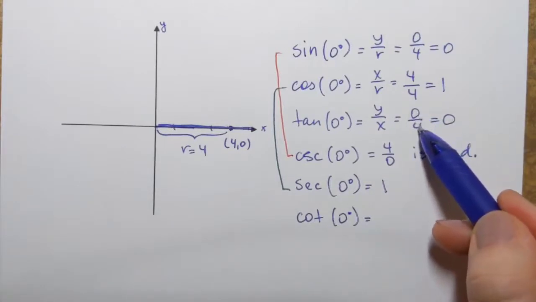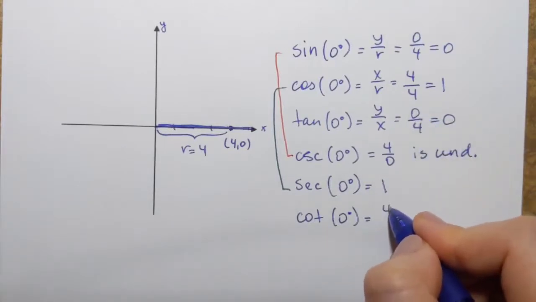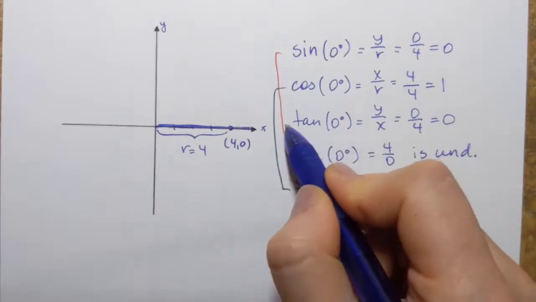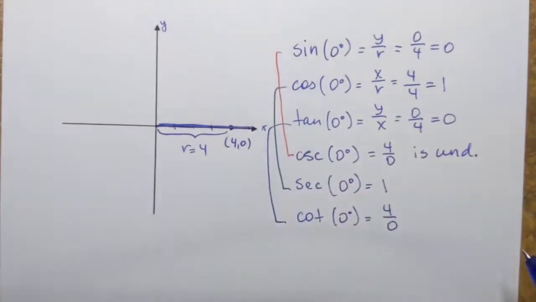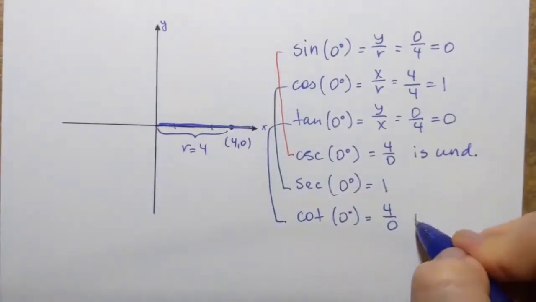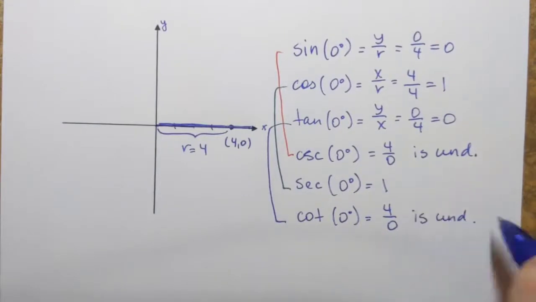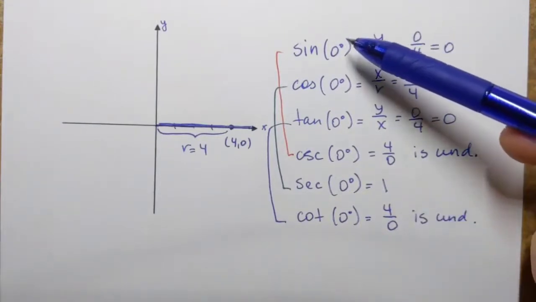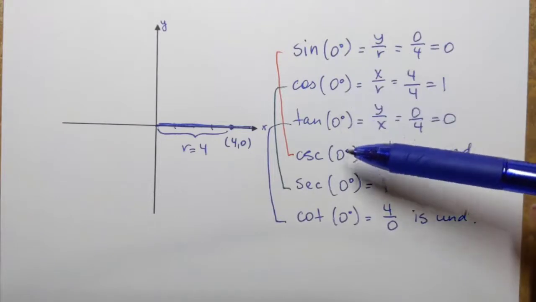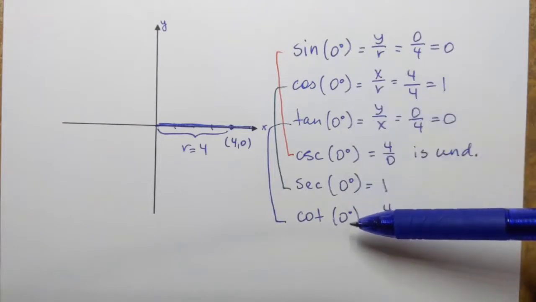And then finally tangent and its reciprocal, cotangent. Tangent is 0 over 4. Cotangent will be 4 over 0, and that is undefined. So now we have the 6 function values for a 0-degree angle.